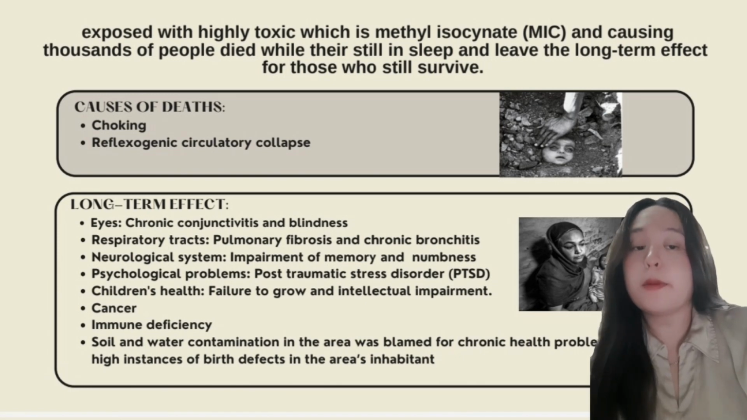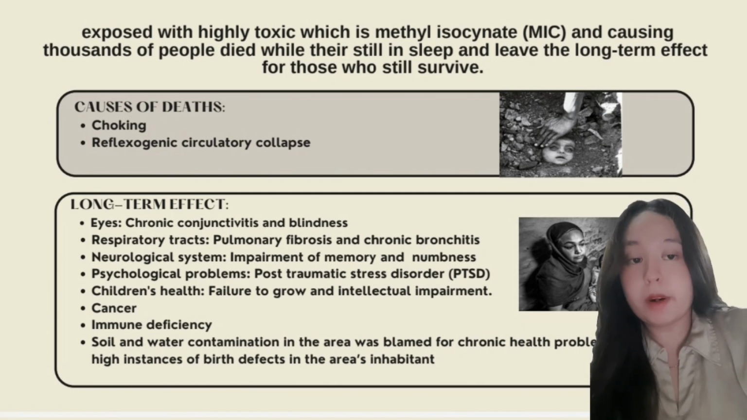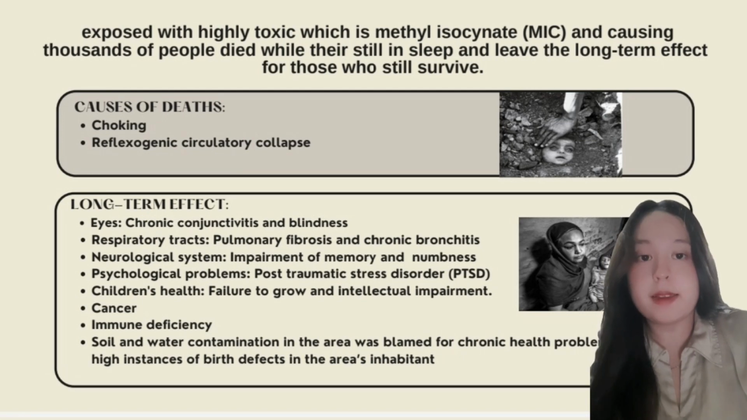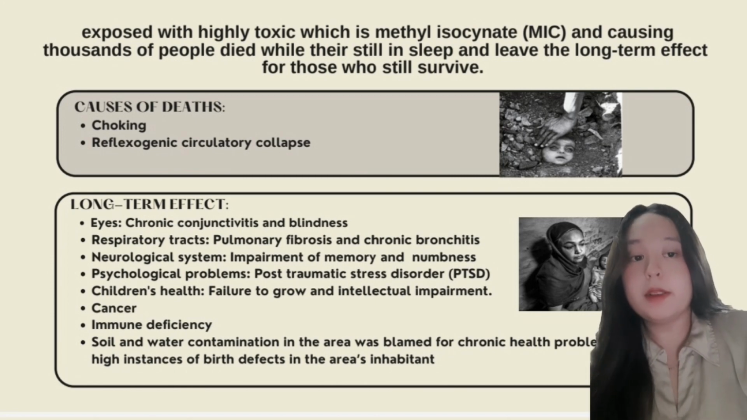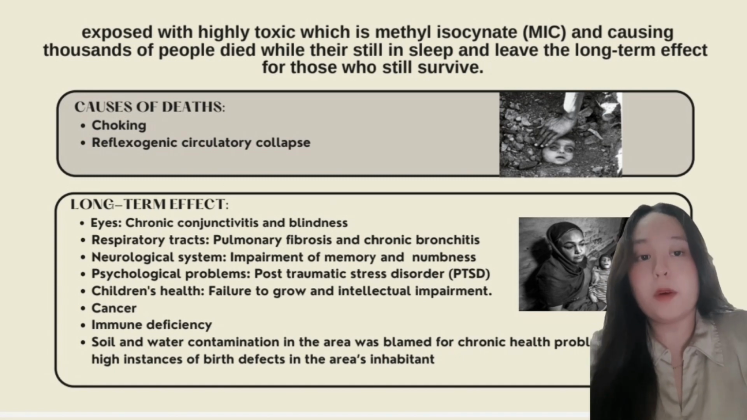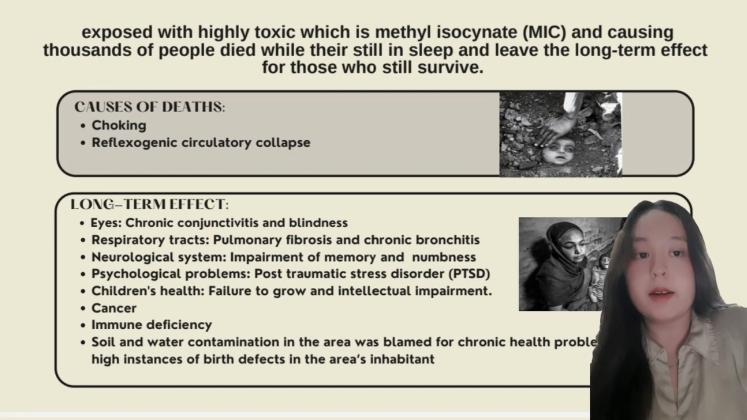Number 2 is the respiratory tract, pulmonary fibrosis and chronic bronchitis. Number 3 is the neurological system, impairment of memory or numbness. Number 4 is psychological problems, which is post-traumatic stress disorder. Number 5 is children's health, failure to grow and intellectual impairment. The sixth one is cancer.